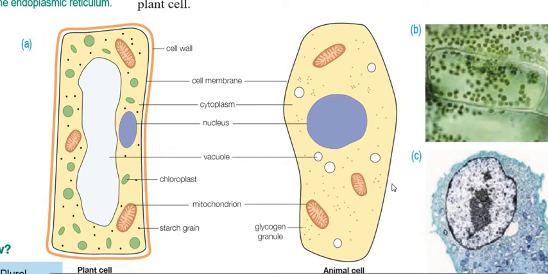And the similarities are things that they have in common. We have the cell membrane. Both of them have cell membrane. Both of them have cytoplasm. Both of them have nucleus. Both of them have vacuole. Both of them have mitochondria.